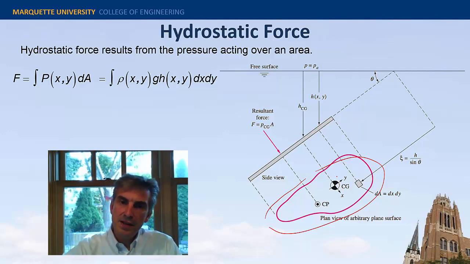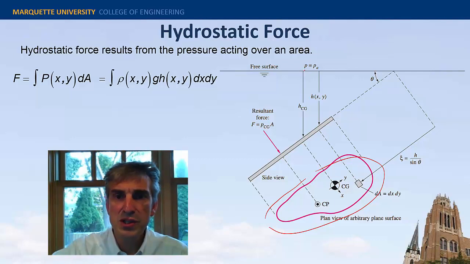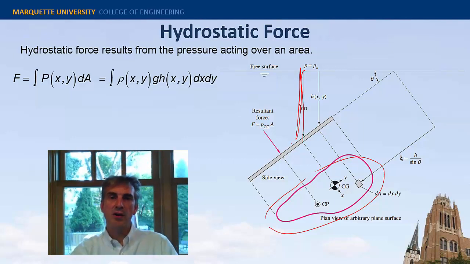The CG is located by looking at the mass moment of inertia of the particular plate, and then the distance to the CG is this HCG from the free surface. The CP is a little harder to find.